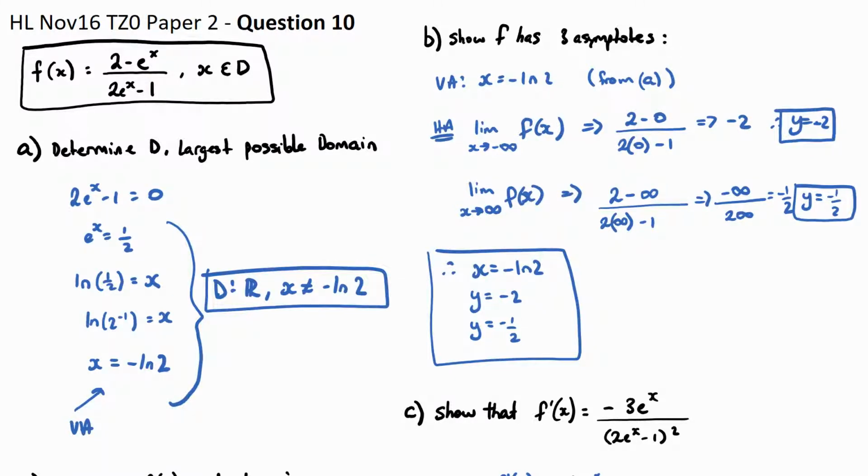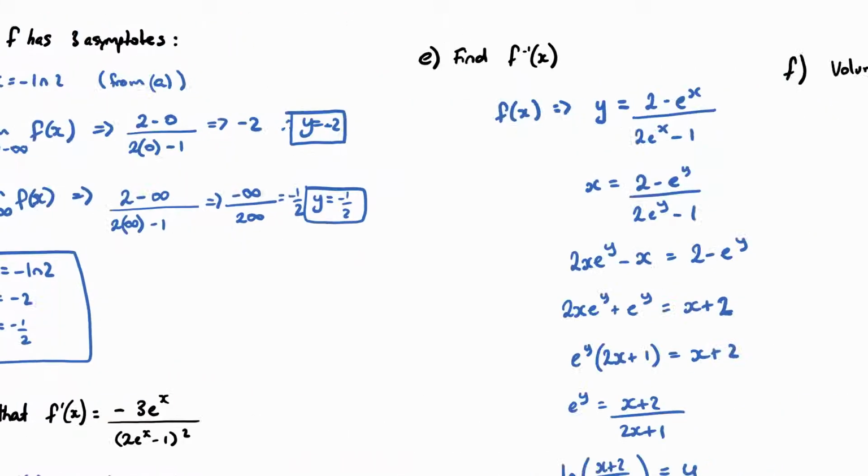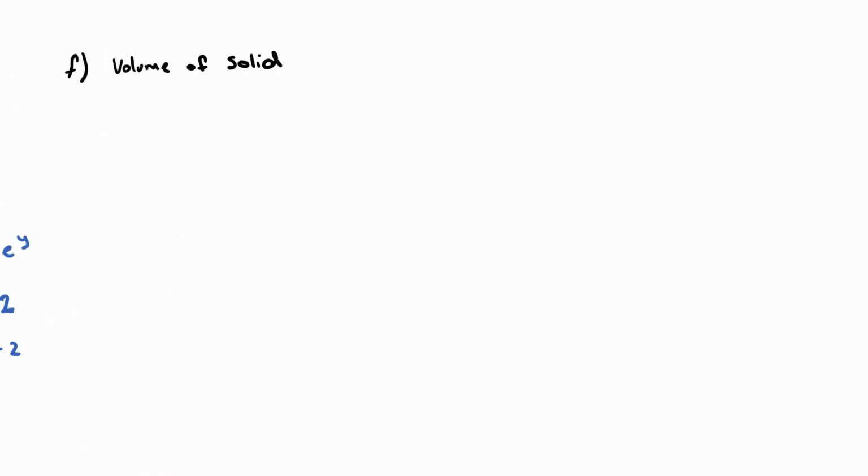Part F. So I'll scroll over to part F here. It has to do with the volume of a solid. In part F it says, consider the region R enclosed by the graph of our function and the axes. Find the volume of the solid obtained when R is rotated 2 pi about the y-axis.